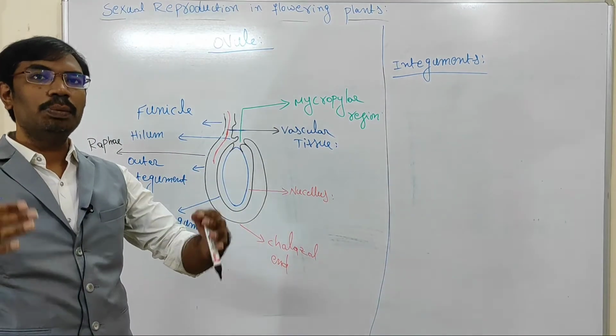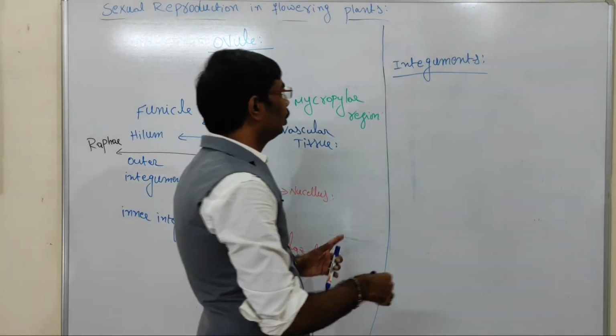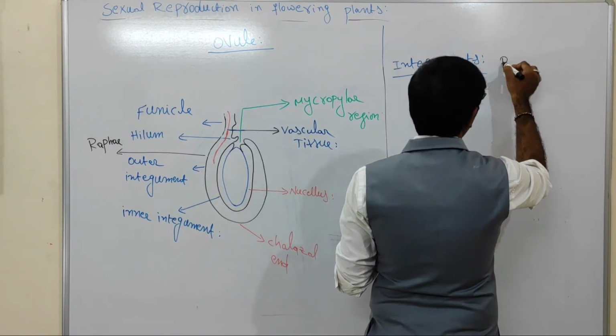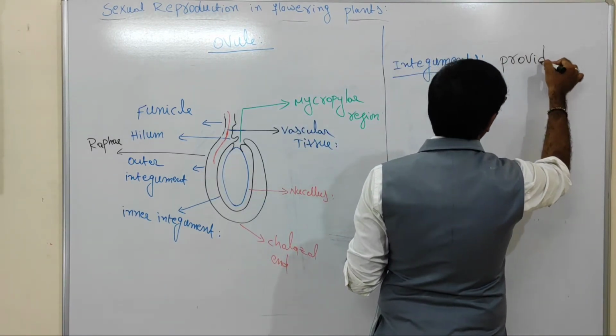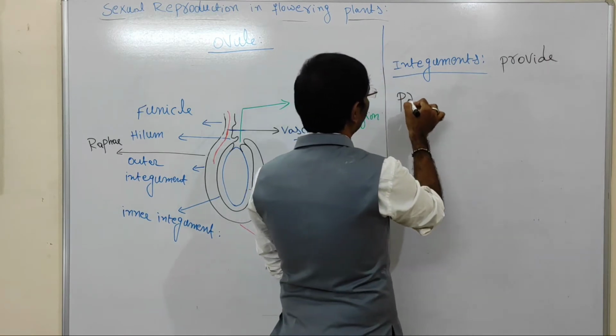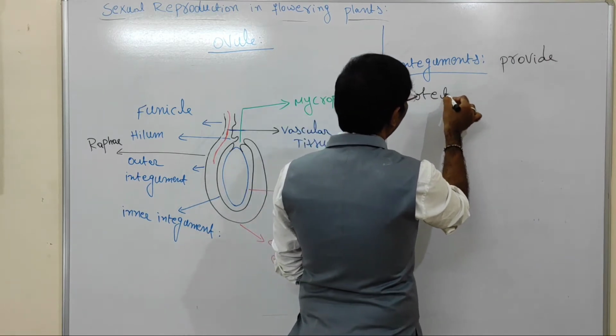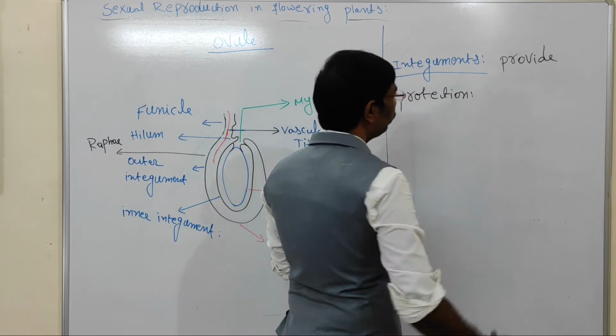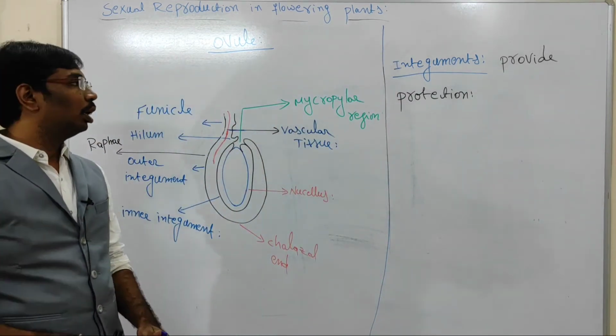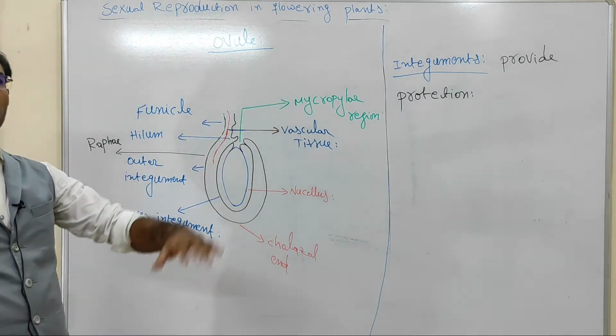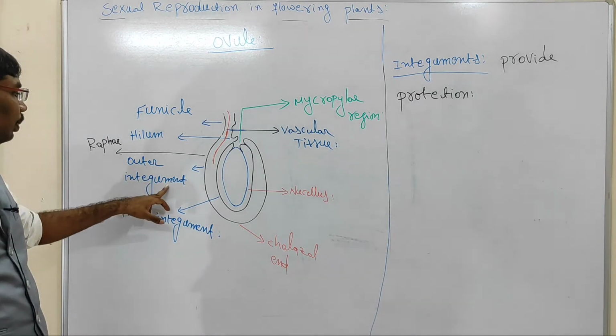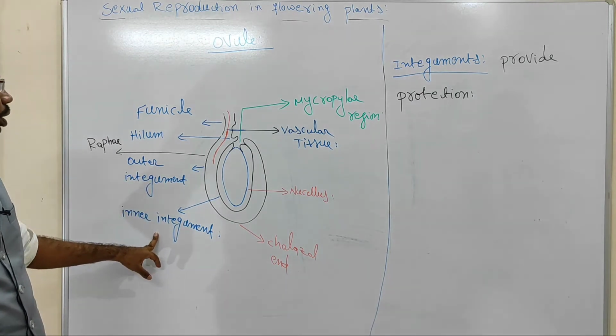Integuments will provide protection to the ovule. The function of the integuments is to provide protection to the ovule, whether it is the outer integument or the inner integument.